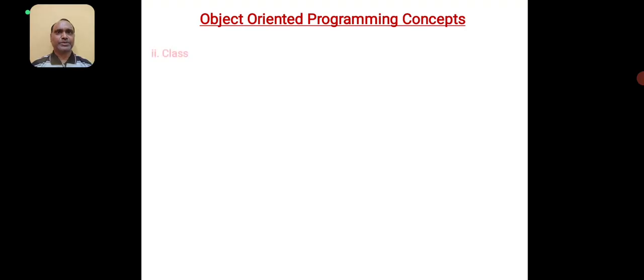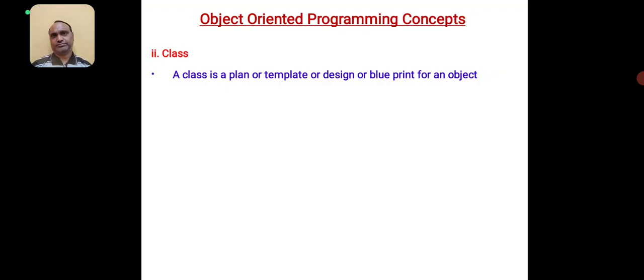And the next concept of object-oriented programming is called class. What is class? A class is nothing but a plan for an object. It is a template for an object. It is a blueprint for an object. A class means it is a plan for an object. Without a class, there is no object. Means without a plan, you cannot create the object. Plan should be there. Then only you can create an object from that plan.